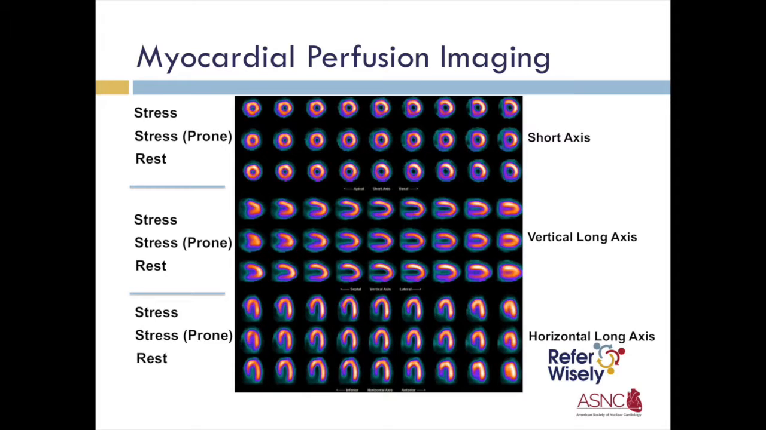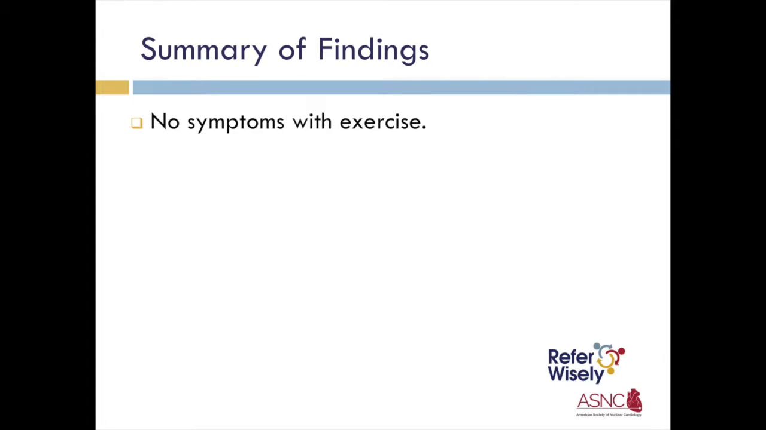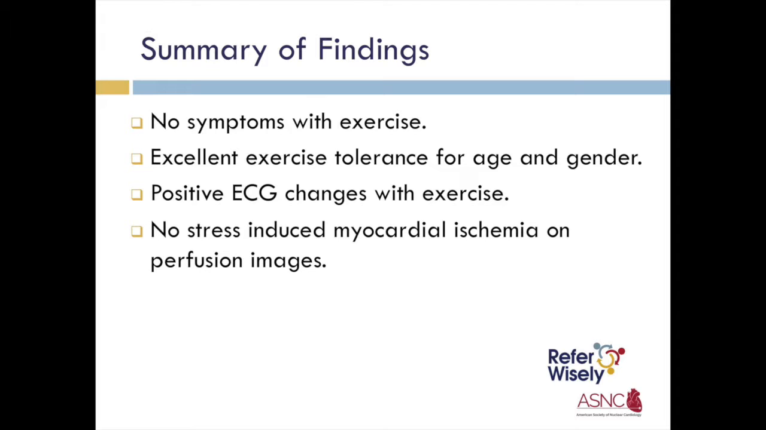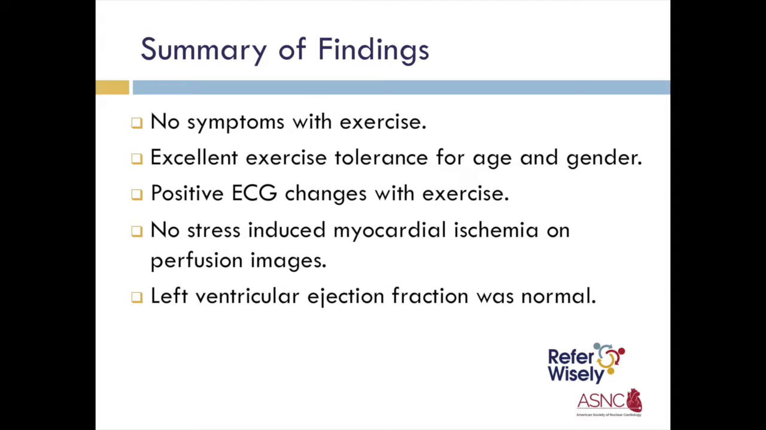Overall being a normal perfusion scan. Now going forward 2 slides, a summary of the findings. We see that the patient had no symptoms with exercise. They had excellent exercise tolerance for age and gender. They had EKG changes which were suggestive of ischemia, but when looking at higher sensitivity and specificity imaging with myocardial perfusion imaging, we saw no stress-induced myocardial ischemia on the perfusion images, and the ejection fraction was normal.